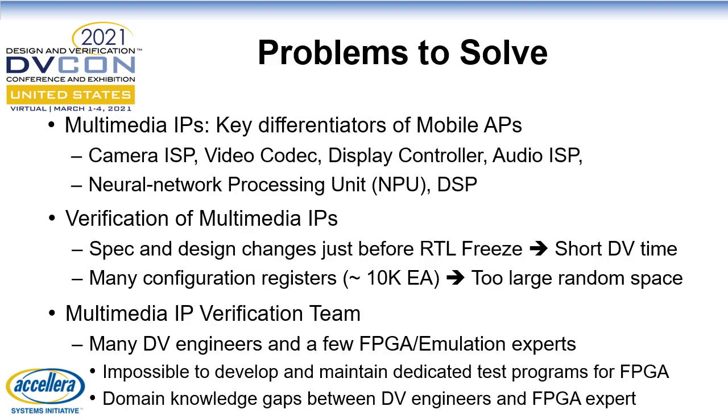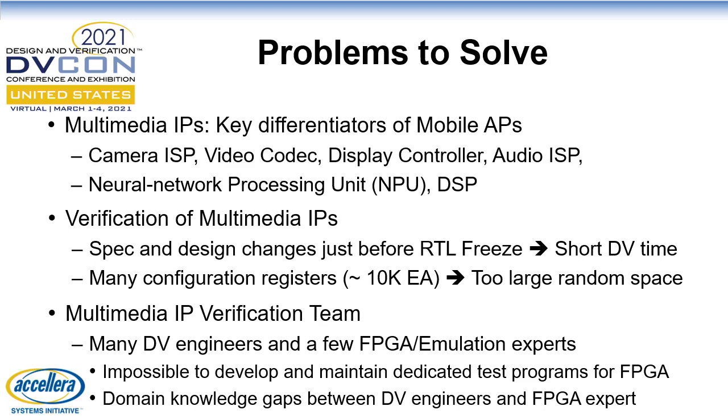The content of this talk is rather focused on multimedia IP verification, so it is worth summarizing recent challenges of this domain. In application processors for mobile devices, multimedia IPs such as camera IP, video, display, and audio processors, and now including AI processors such as NPU and DSP, have been the essential components. As their importance grows, spec and design changes just before RTL freeze are inevitable and natural, which makes the lead time for DV extremely short.